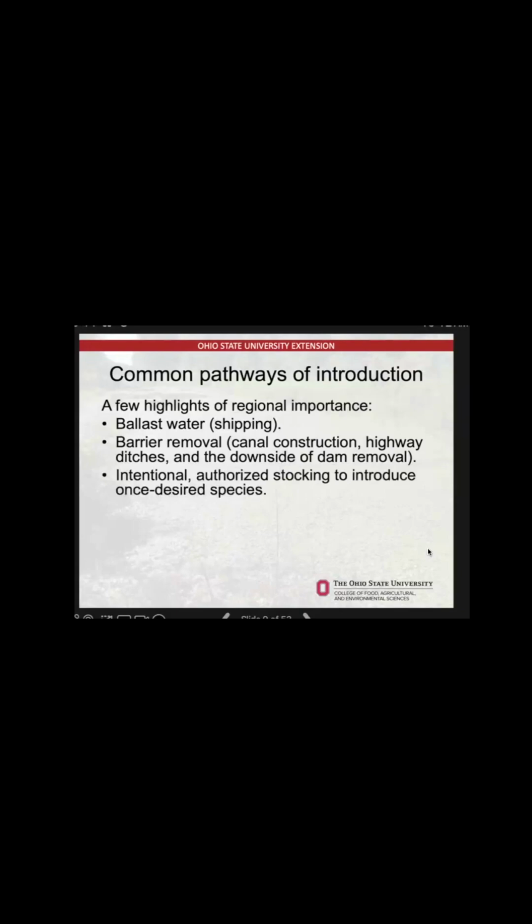Another pathway is intentional authorized stocking to introduce something that was once desired. That's how common carp got here, right? Introducing vast numbers of carp. It was in the wake of the Industrial Revolution, but it also followed a revolution in aquaculture, and for the first time, people were able to fertilize eggs in an artificial environment and raise them in a hatchery.